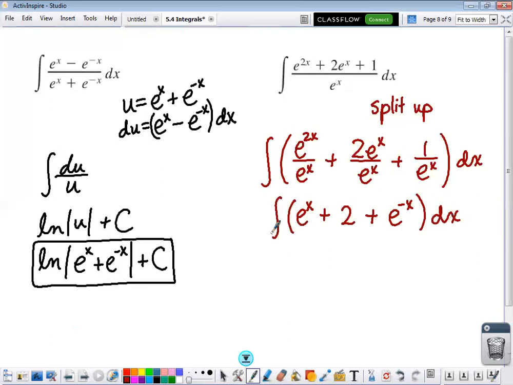All right, put your integral symbol. So the integral of e to the x is e to the x. The integral of 2 with respect to x is just 2x. And then the integral of e to the negative x is negative e to the negative x. And then plus c.